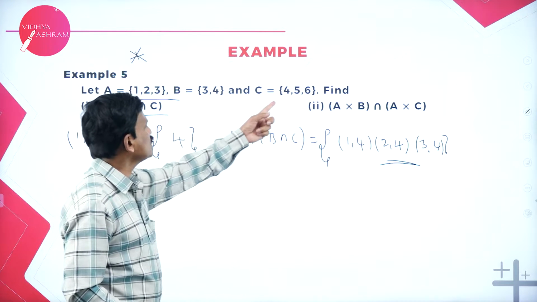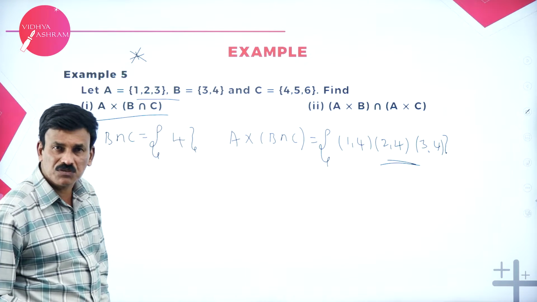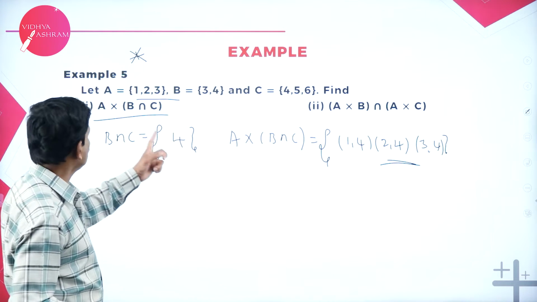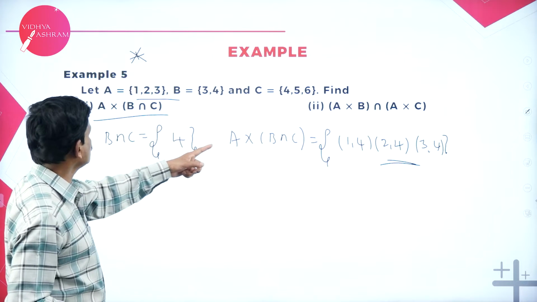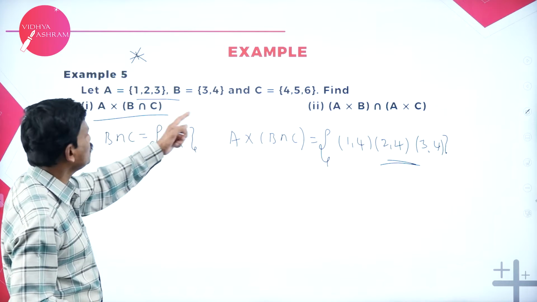B contains 4 and C also contains 4. 4 is the common element. B intersection C is 4. Now, write down the cross product of A and this, A cross B intersection C. A contains 1, 2, 3. So it is (1, 4), (2, 4) and (3, 4).